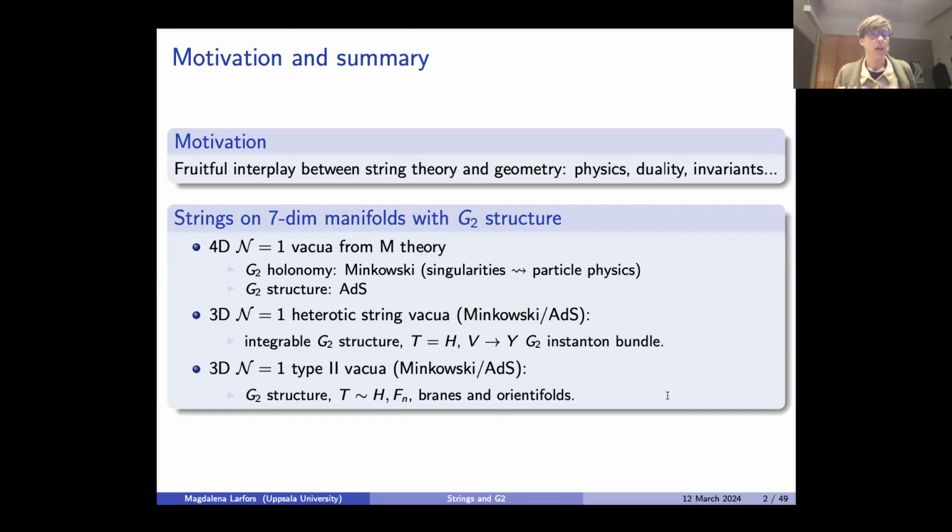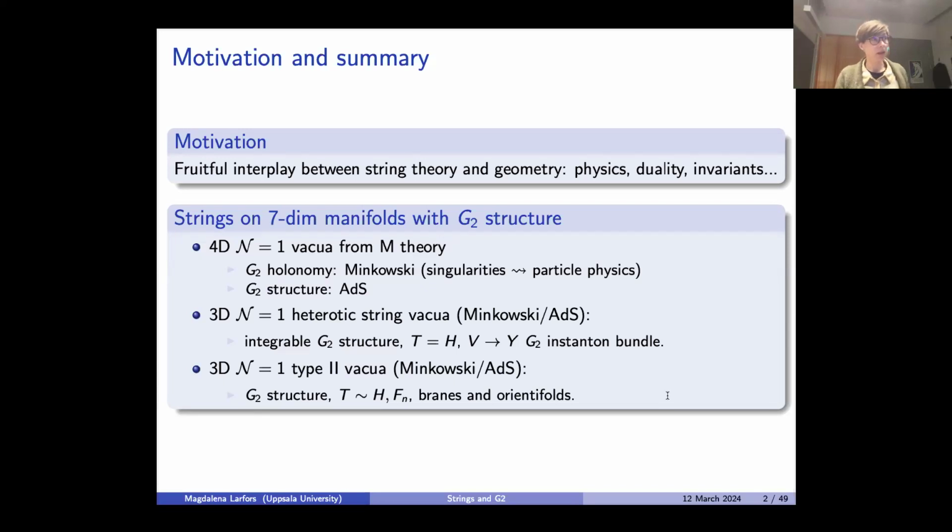In M theory, it's known that if we want to find Minkowski vacuum with minimal supersymmetry, then we should choose the seven-dimensional manifold to have G2 holonomy, so that it's Ricci flat. And this has been used in various ways to try to construct models of particle physics. Manifolds with G2 structure can also be used in M theory, and then they are being probed in order to construct solutions with different kinds of cosmology, so AdS solutions from string theory.